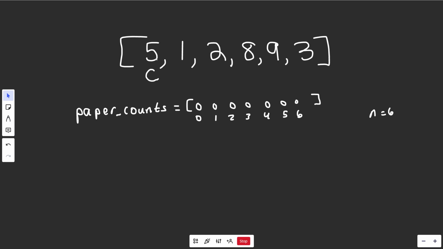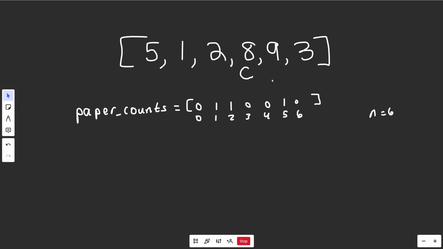So we have a paper with 5 citations. Okay, so a paper with 5 citations, we have 1 more of those. We move over here, we have a paper with 1 citation. Okay, we're going to increment that. Move this over to the 2. We have a paper with 2 citations. Move it over to 8.